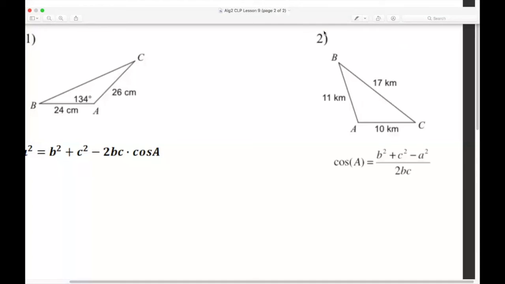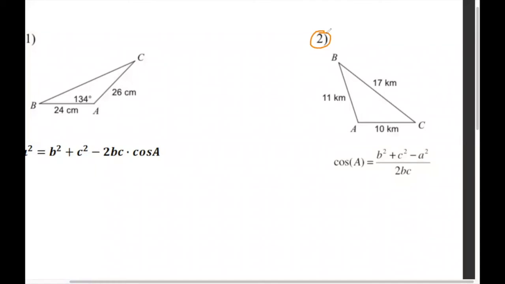Okay, finally, in example 2 here, you'll notice that the scenario we're given is a little bit different. We are given an 11-kilometer side, a 10-kilometer side, and a 17-kilometer side. So we've been given side, side, side. Okay, so that's what you're given. 3 sides, you're not told a dang thing about the angles.